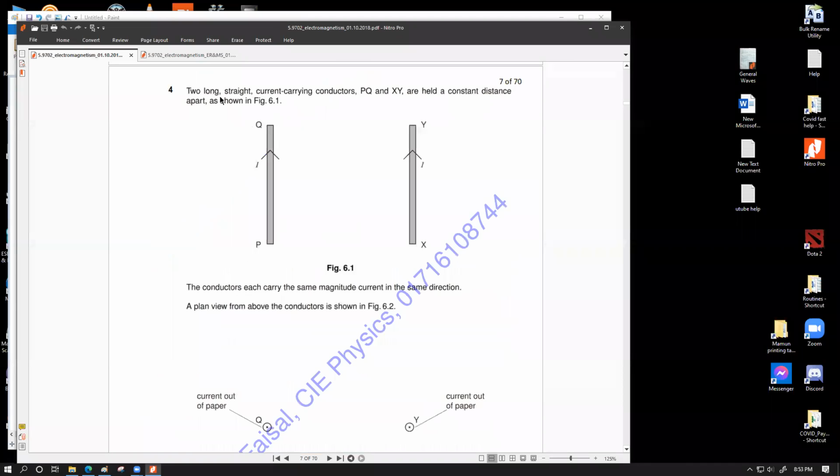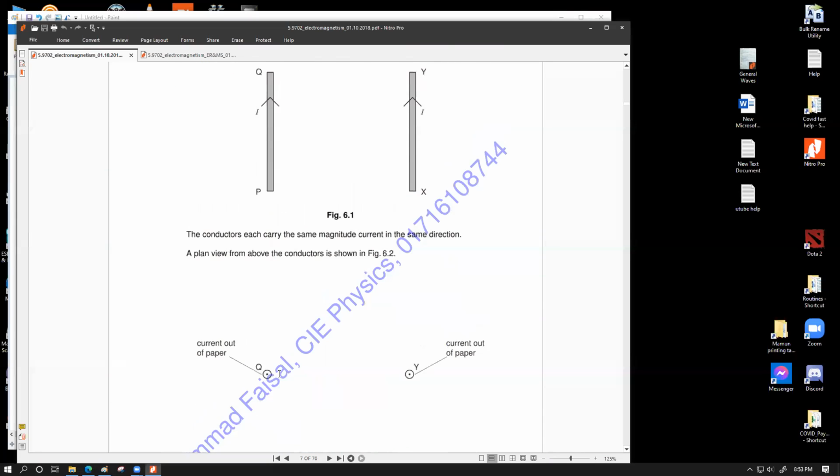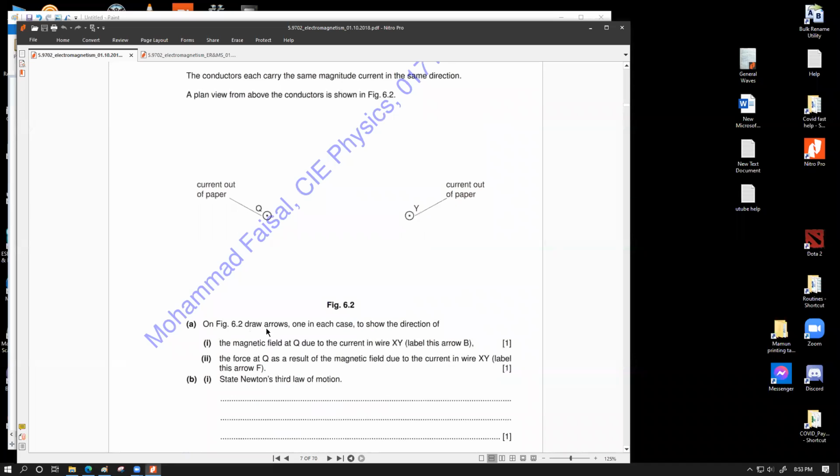Okay, we have two long straight current-carrying conductors PQ and XY held a constant distance apart as shown in figure 6.1. The conductors each carry the same magnitude of current in the same direction. Viewed from above, the conductors are shown in figure 6.2: current out of paper, dot, current out of paper, dot. On figure 6.2, draw arrows to show the direction of the magnetic field at Q due to the current in XY, labelled arrow B. On figure 6.2, draw arrows in each case to show the direction of the magnetic field at Q.